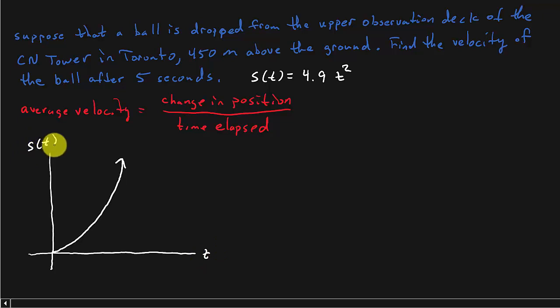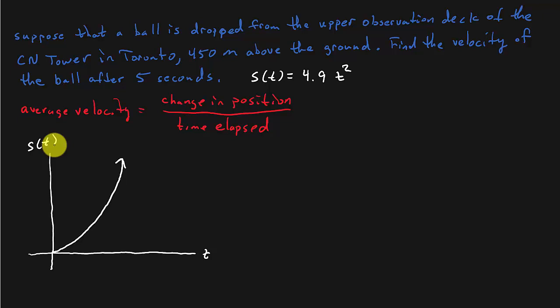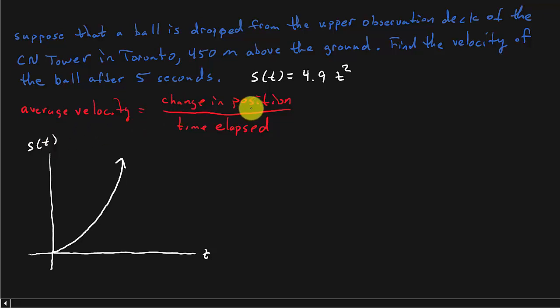So the average velocity is what? The change in position over time elapsed. The change in position is the change in the s value, and the time elapsed is the change in the t value. Well, what is that? That's just the slope of the line. And we actually just want to know the slope of the tangent line when t is 5. That's what we're looking for.